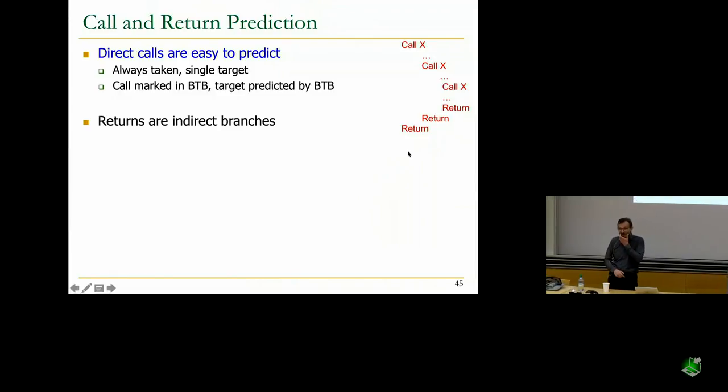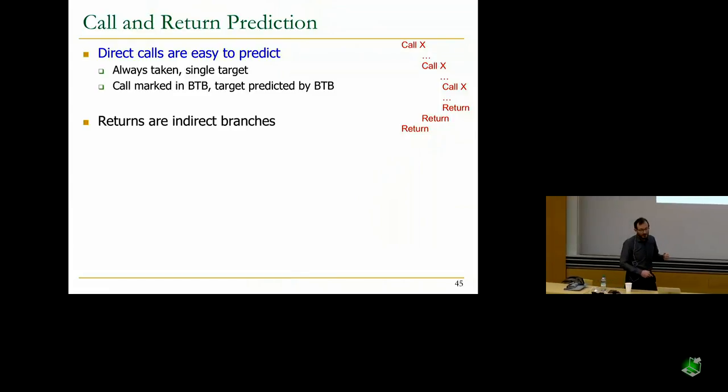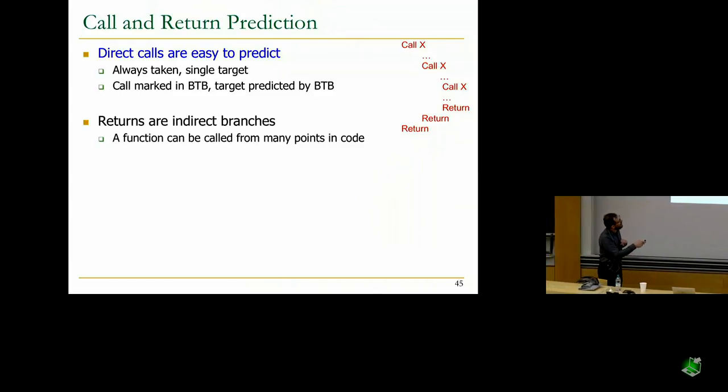So returns are interesting because they're indirect branches, right? Whenever you do the call, you store the target address that you're going to return to, which is the next sequential instruction's address, in a register or in a stack. And then you do a return on that, right? So they're indirect branches because a call may come from many sites in the code. Returns need to return to the correct site. This return needs to return here.